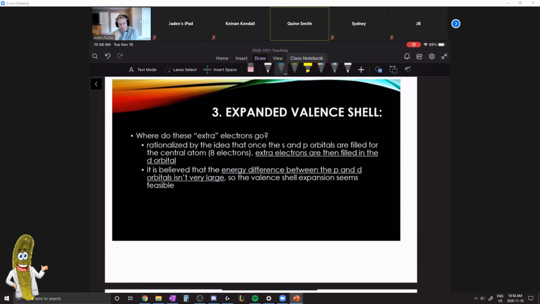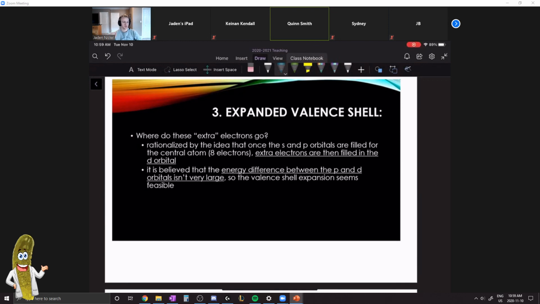The reason that we can do this and add additional electrons to the sulfurs, the phosphoruses, and the bromines is the idea that the s and the p orbitals are filled for the central atom. And then the d orbital, we had said that's kind of the weird one, where when you were drawing Bohr diagrams, you could only go up to calcium and draw them correctly because those d orbitals are kind of weird, where they can be closer to the center at one point, they can be further away from the center at another point in time. And so it is believed that the energy difference between the p orbitals and the d orbitals isn't super large. And so the valence shell expansion, it seems like that's a possibility.